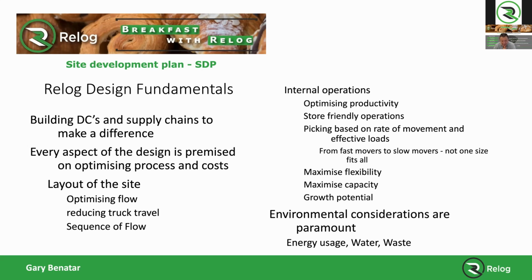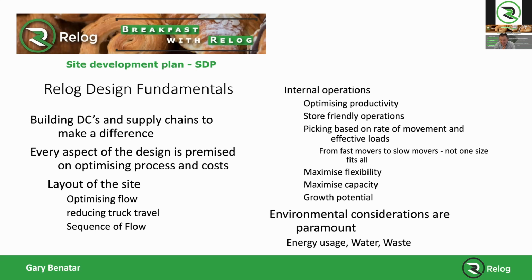So if we lay out the site, we want to optimize the flow. We want to reduce truck travel. We want the sequence of flow to be correct. And then you tie that to your internal operations, optimizing productivity, store-friendly operation, picking based on rate of movement and effective loads, fast movers and slow movers. Not one size fits all. You've got to profile your design, looking at maximum flexibility, maximizing capacity and growth potential.